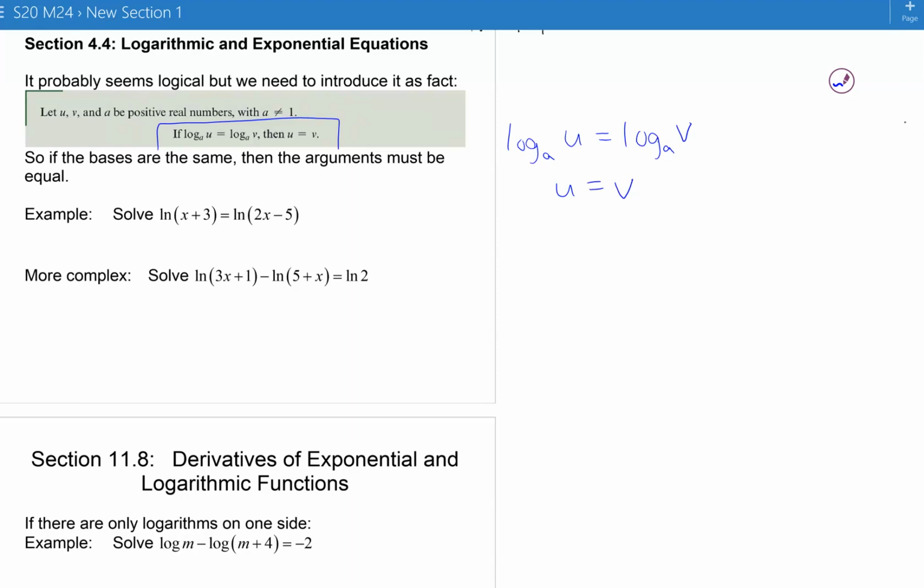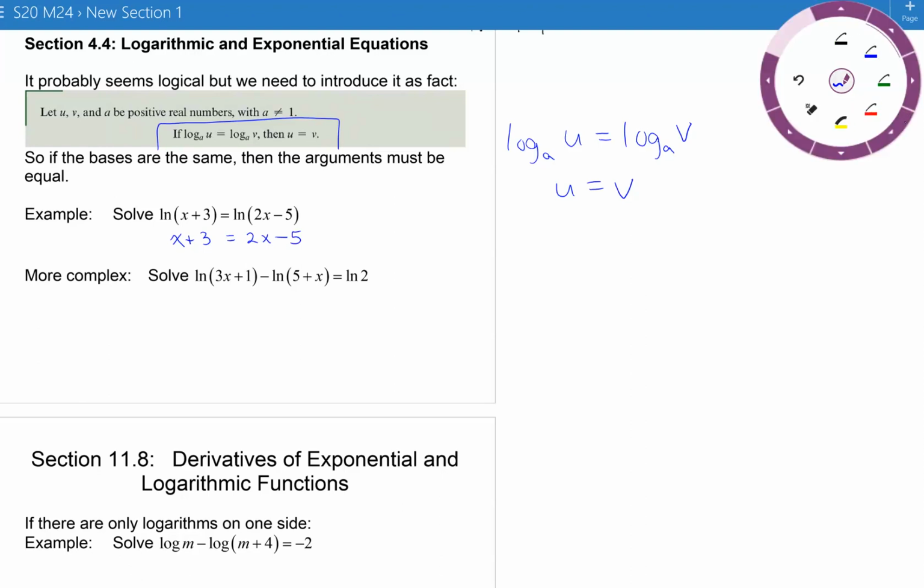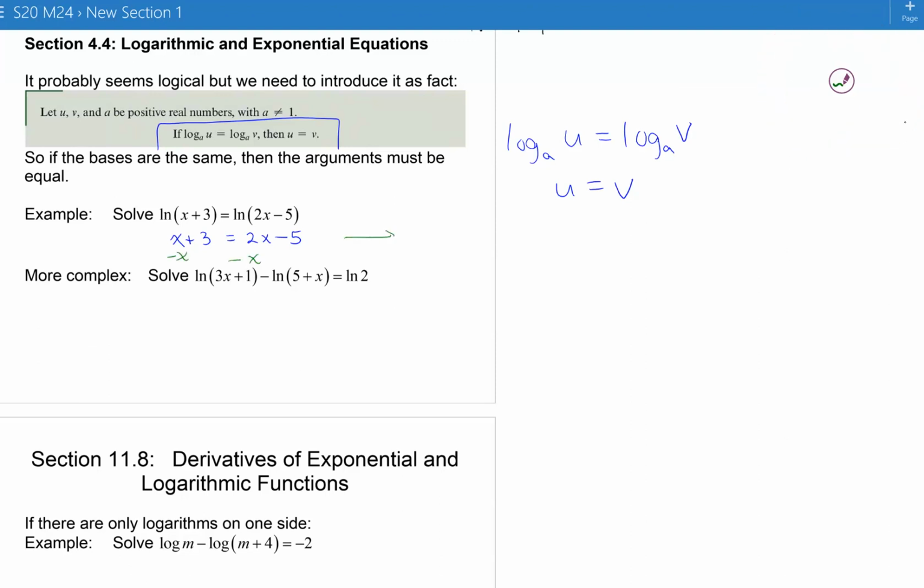So this first example, you just solve it by saying, well, I have the same base on both sides, the base of e, so that means I can just say that the arguments are equal, and then we totally know how to solve this. We'll subtract x from both sides and get 3 equals x minus 5, and then add 5 to both sides and get x equals 8.